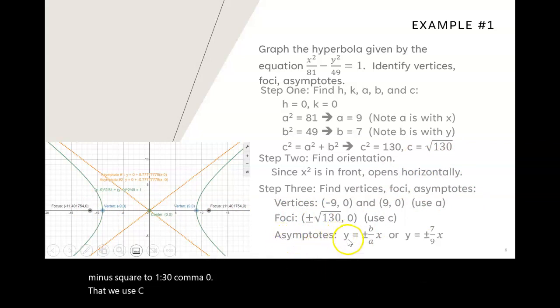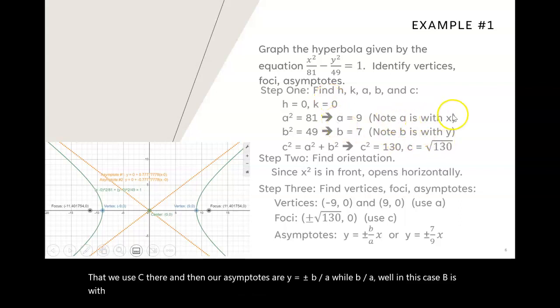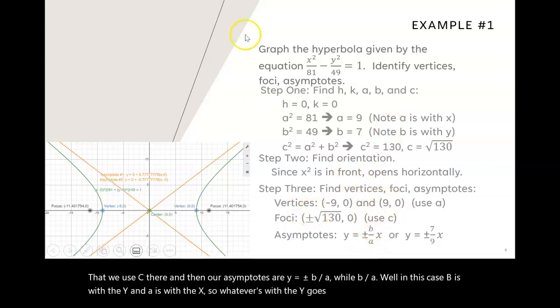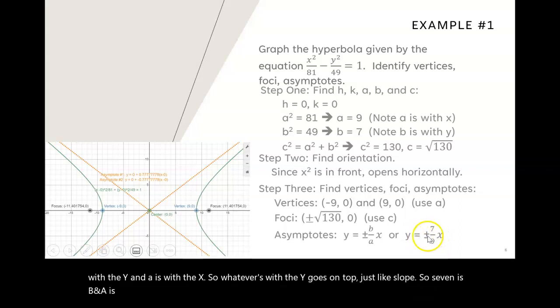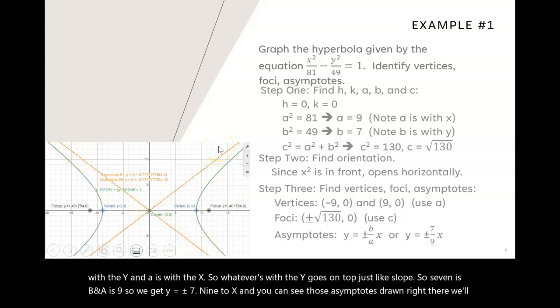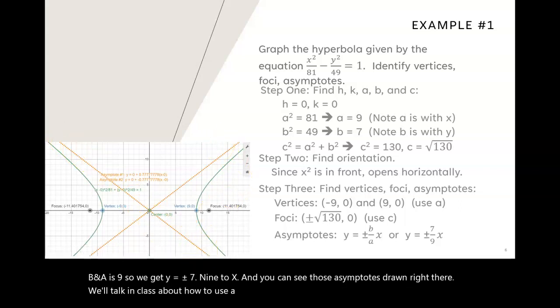And then our asymptotes are y equals plus or minus b over a. Why b over a? Well, in this case, b is with the y and a is with the x. So whatever's with the y goes on top, just like slope. So 7 is b and a is 9. So we get y equals plus or minus 7/9 x. And you can see those asymptotes drawn right there. We'll talk in class about how to use a particular method to graph these quickly, but just rely on this for now.